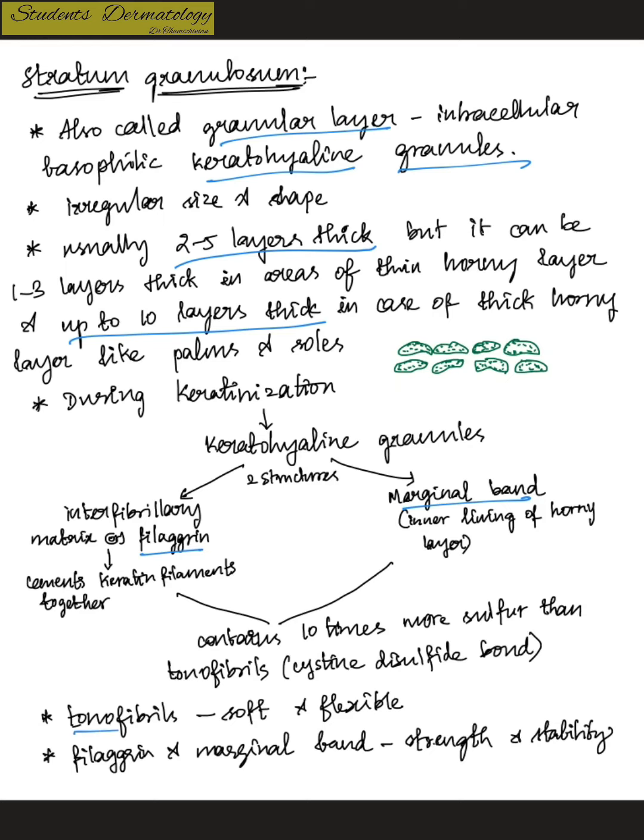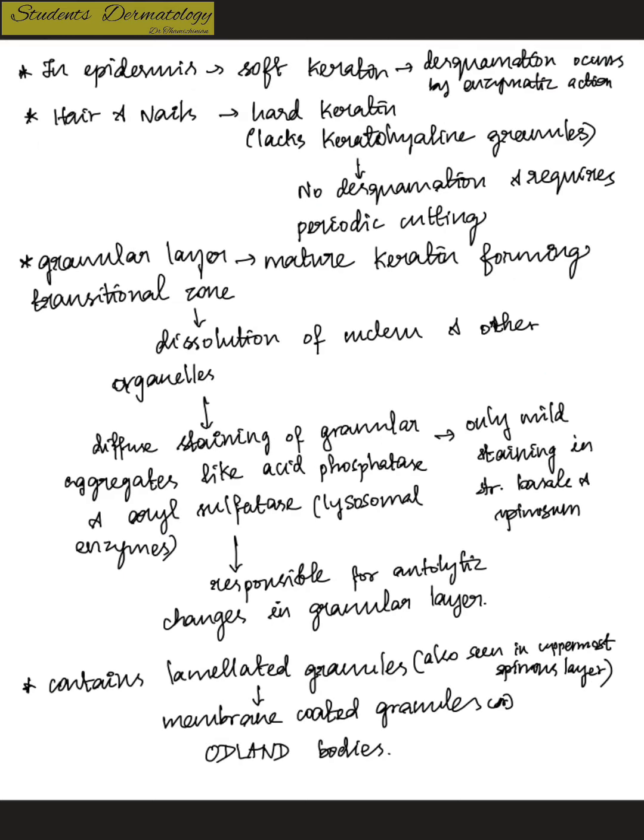So these tonofibrils are soft and flexible. The tonofibrils are nothing but aggregations of tonofilaments, that is keratin intermediate filaments. So the epidermis contains soft keratin, whereas hair and nails contain hard keratin. In soft keratin, desquamation occurs by enzymatic action regularly, whereas hard keratin, that is in hair and nails, lacks keratohyalin granules, hence there will be no regular desquamation and they require periodic cutting.